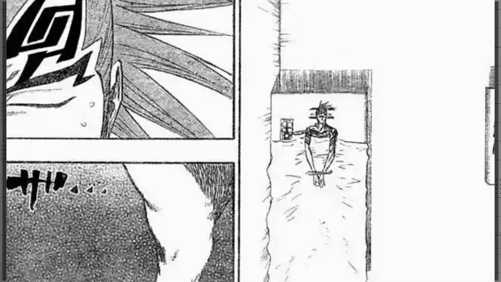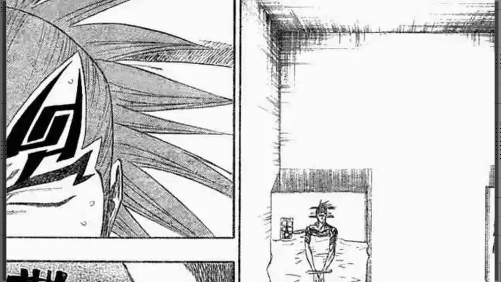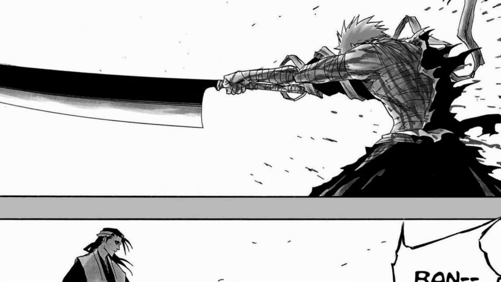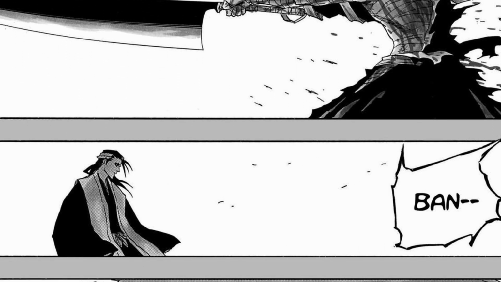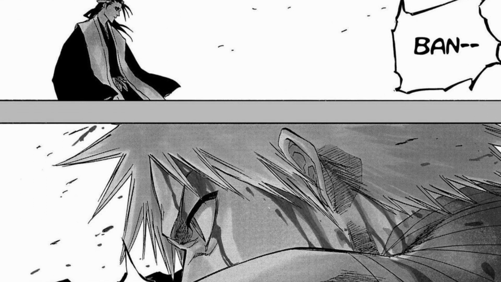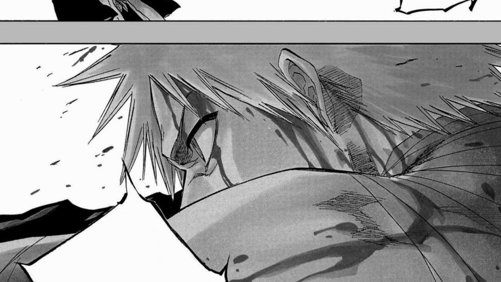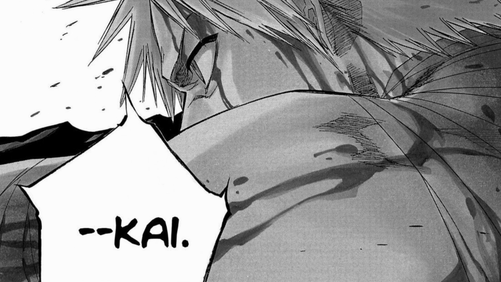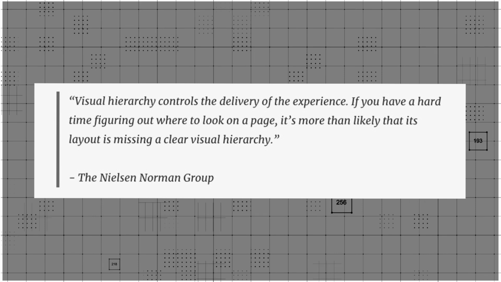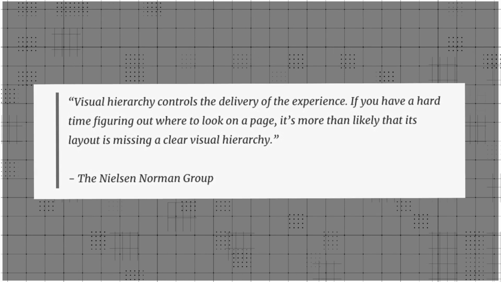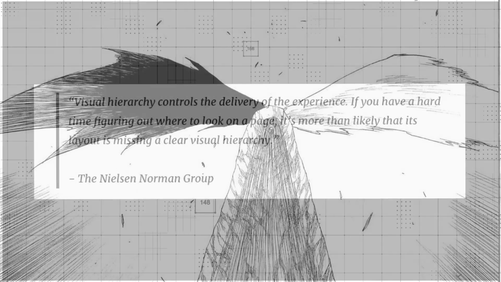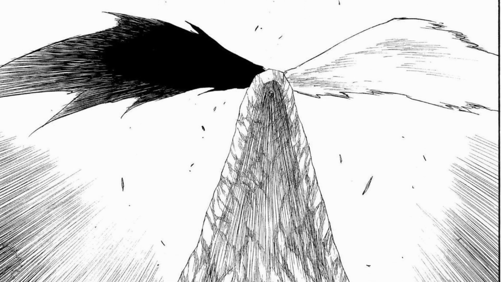Let's start with one of Bleach's most iconic moments: Ichigo's first Bankai transformation during the Soul Society arc. In this scene, Kubo eliminates the background entirely, isolating Ichigo in a vast expanse of white. This emptiness does more than simplify the composition. It creates a sense of gravity and focus. This technique aligns with visual hierarchy, a principle in art and design that prioritizes certain elements over others.